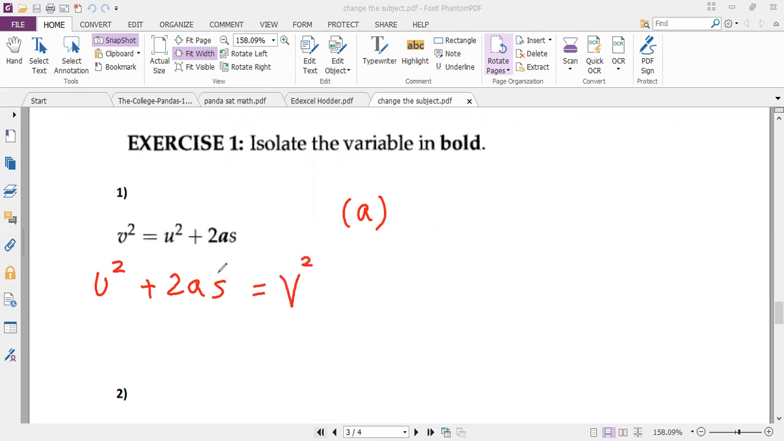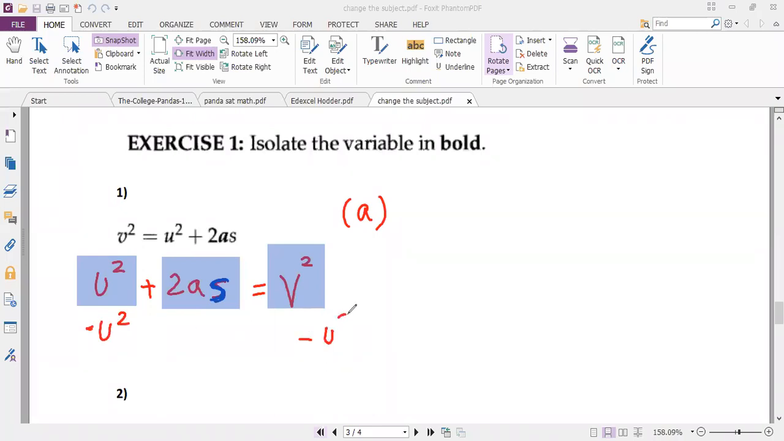Okay, focus again on what is the letter you want to write as the subject. And you should know well that I have two terms written on the left side, and I have one term on the right side. So I want to cancel u squared. So subtract u squared from both sides. When subtracting u squared from both sides, you will get 2as equals v squared minus u squared.